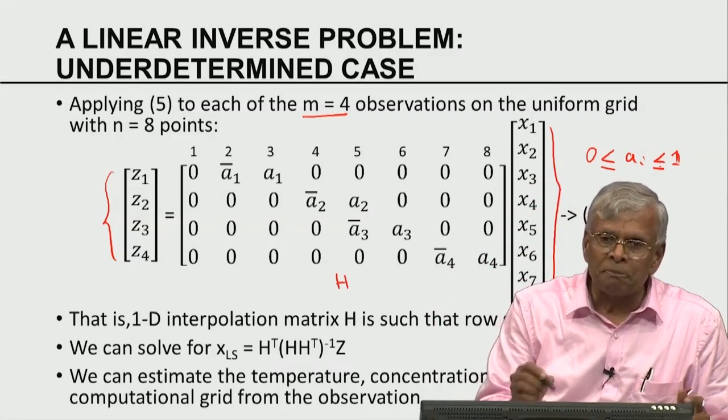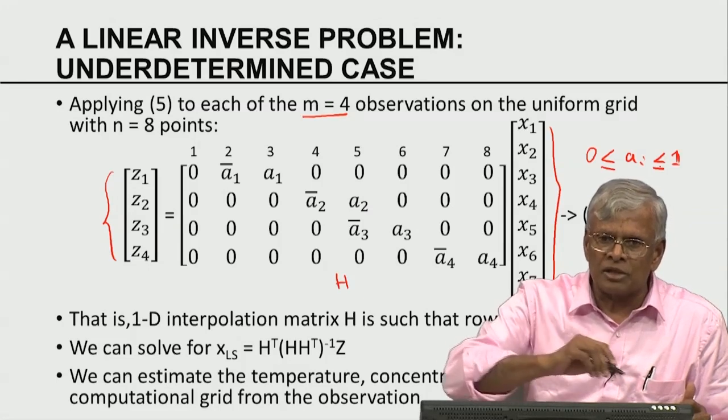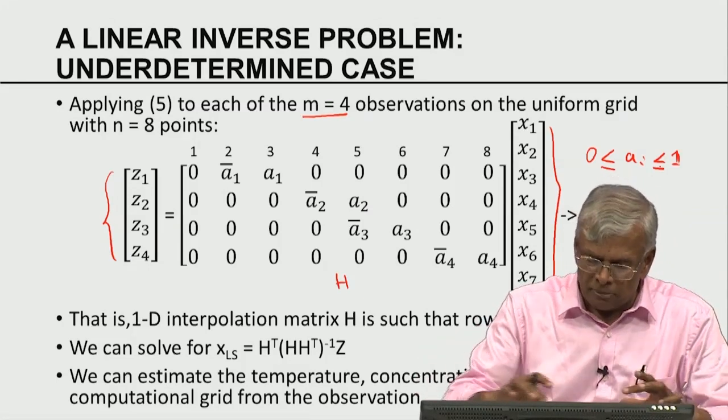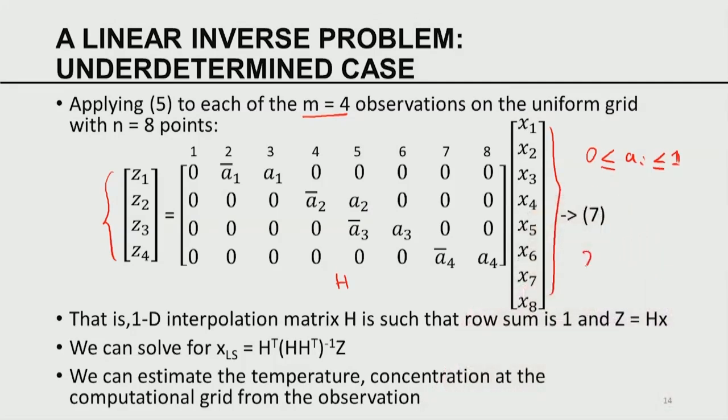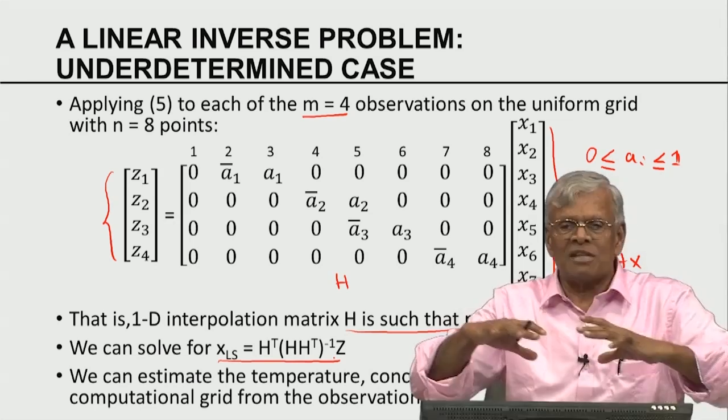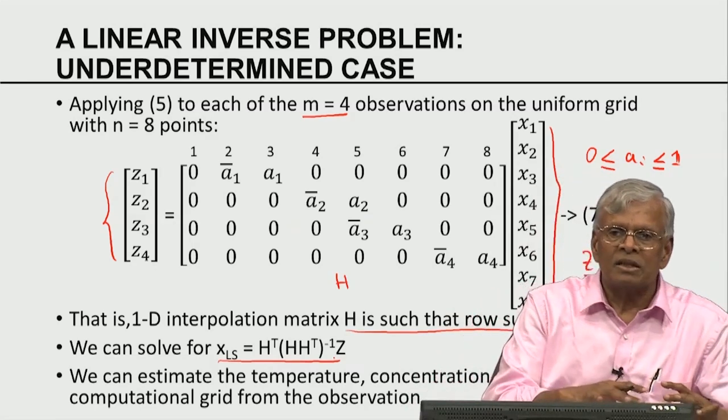So by the simple concept of constancy of the slope, we have been able to derive this relation z is equal to h of x. Please remember, we have now converted the problem of spatial interpolation to a linear least square problem. The H has 4 rows and 8 columns. H is such that the row sum is equal to 1. I can solve the problem z is equal to h of x by the least square solution which we have already obtained. Now we can estimate the temperature concentration on the computational grid. So I can estimate the value at 8 points knowing the value only at 4 points.